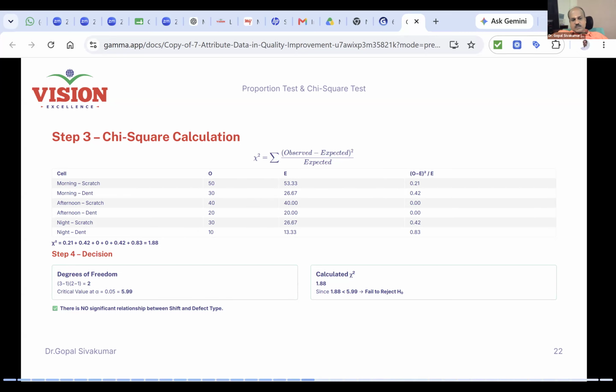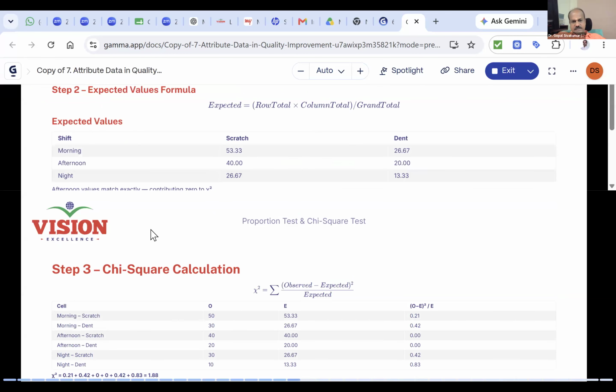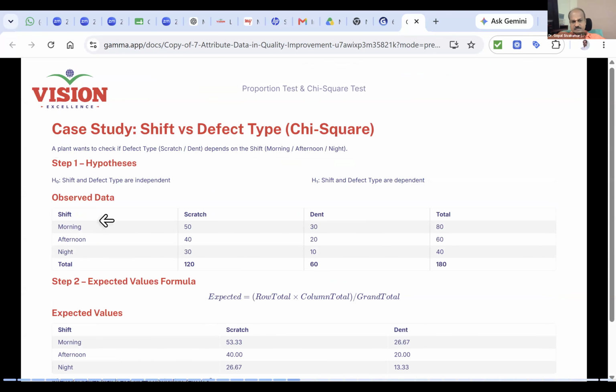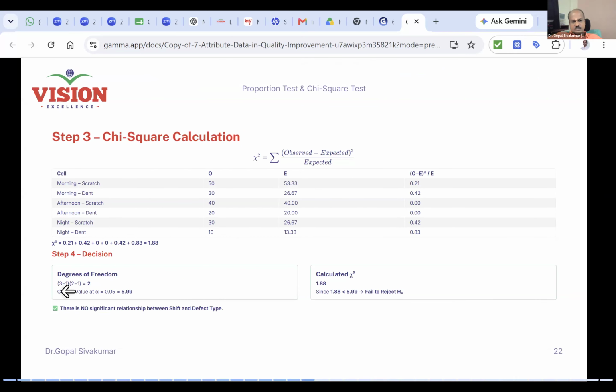Once the chi-square is 1.88, there is something known as degrees of freedom. Now tell me, how many rows are there here? How many shifts are there? 3 shifts. So 3 minus 1, 2. Now type of defects, how many defects are there? 2. 2 minus 1, 1. So one is 3 minus 1, another one is 2 minus 1, and hence the degree of freedom is 2.